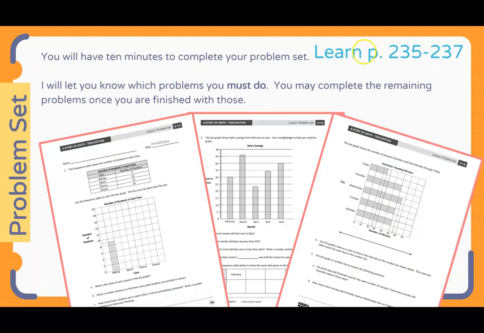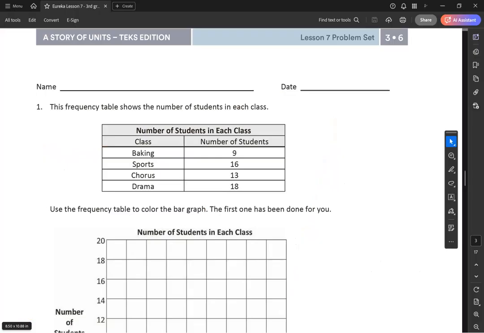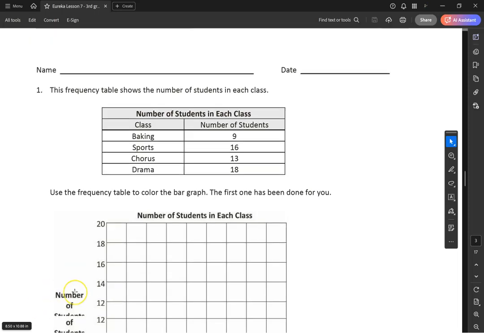Learn book, page 235. Learn book, page 235, 237. Okay, here we go. Put your name and the date. Number 1. The frequency table shows the number of students in each class. Baking 9, sports 16, chorus 13, drama 18.